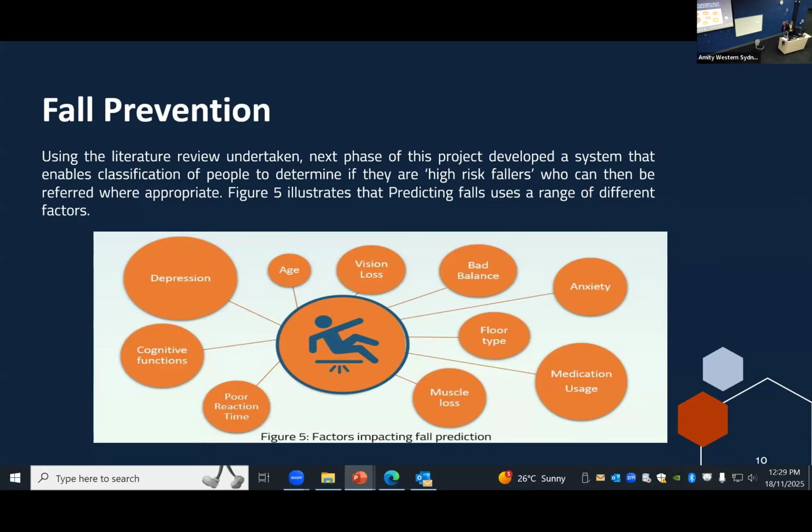So here are the issues that you may have. Of course, the first thing is age, vision loss, bad balance, and then the other bits and pieces that follow with the fall, such as anxieties. Floor types are an issue. Medications and mixes of medications as we get older cause some dizziness and vision problems, and people can fall. And muscle loss is another thing that we cannot avoid, although exercise is a fantastic thing to do, continue if you're doing yoga. And then cognitive functions and poor reaction times. They're the factors impacting people's falls.